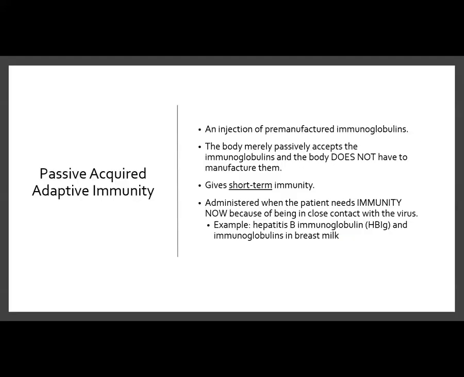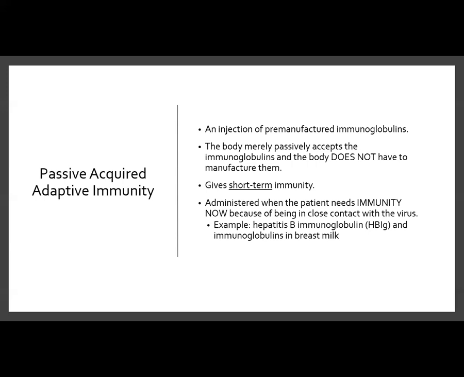So passive acquired adaptive immunity is an injection of pre-manufactured immunoglobulins. The body merely passively accepts the immunoglobulins, and the body does not have to manufacture them. So this gives short-term immunity. So this is basically administered when the patient needs immediate immunity now because it's in close contact with the virus. So for example, you can also give it from mother to baby in breast milk. So hepatitis B immunoglobulin and immunoglobulins in breast milk.